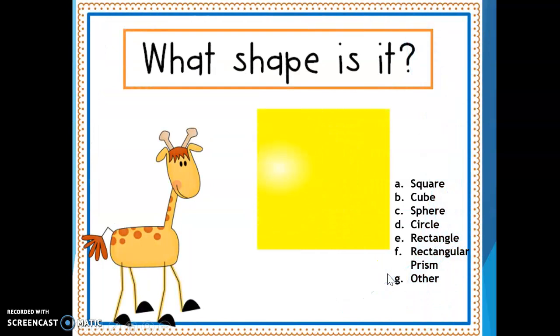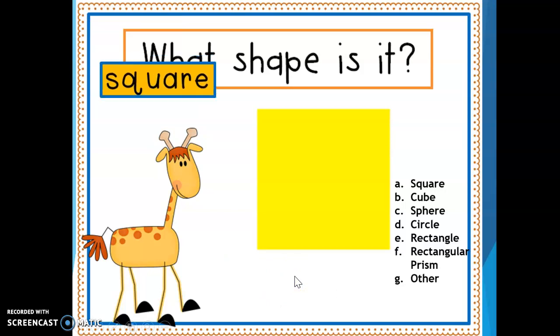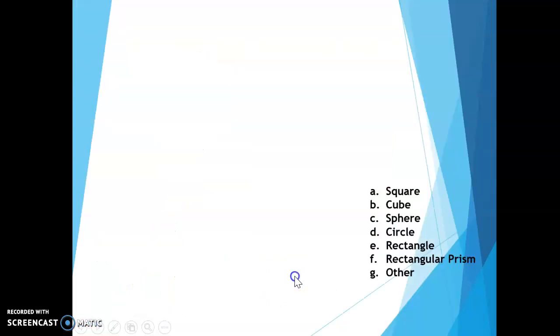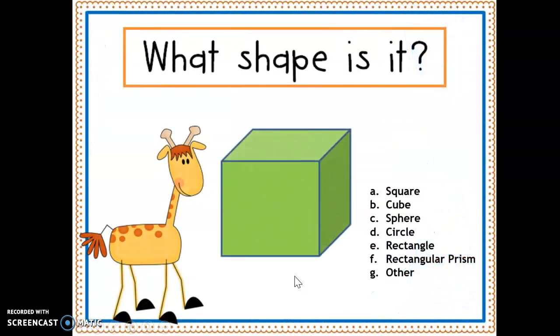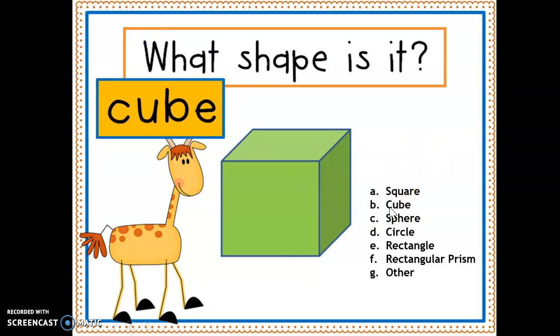The next one, it is flat. It is 2D as well. It looks like all the sides are the same. If you said A, square, you are correct. The next one, what shape is this? It's three-dimensional. It's a solid shape. If you said B, cube, you are correct.